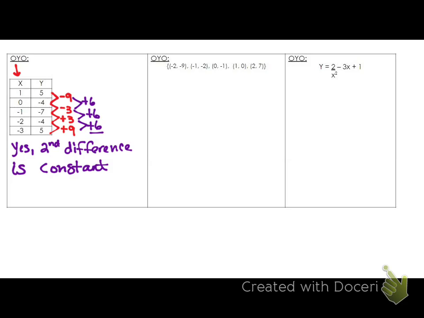Okay, how do I determine if ordered pairs are quadratic? What am I going to look at first in my ordered pairs? First look at the x. Are the x's all different numbers? Yeah, they're not the same numbers. So then we look at our y's. What's my y here, Dylan?